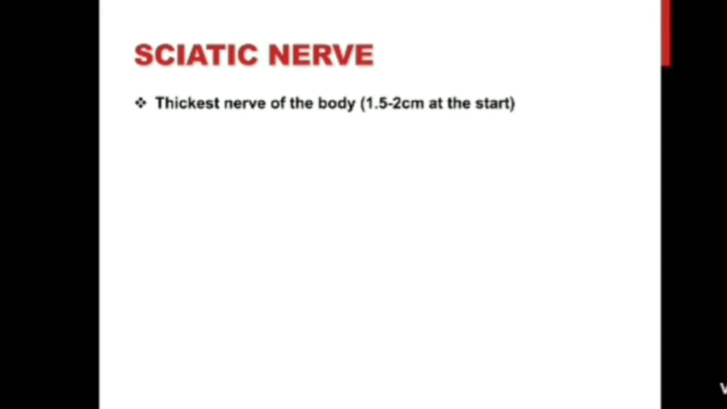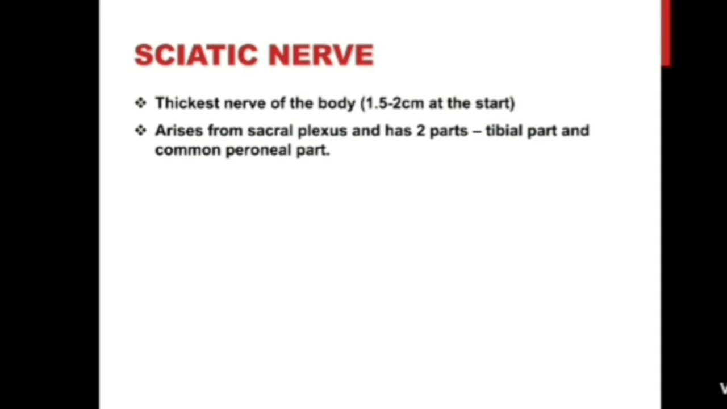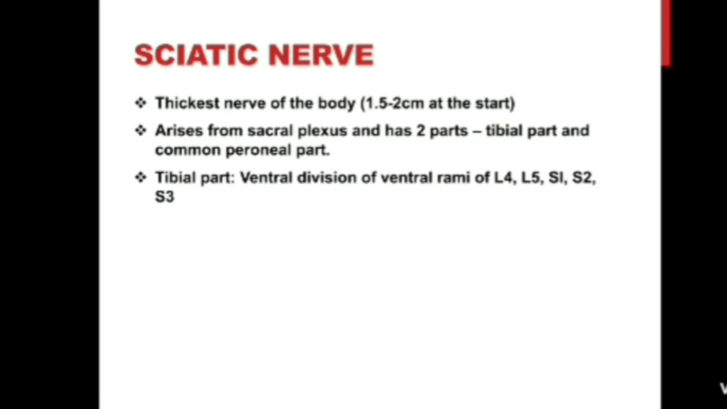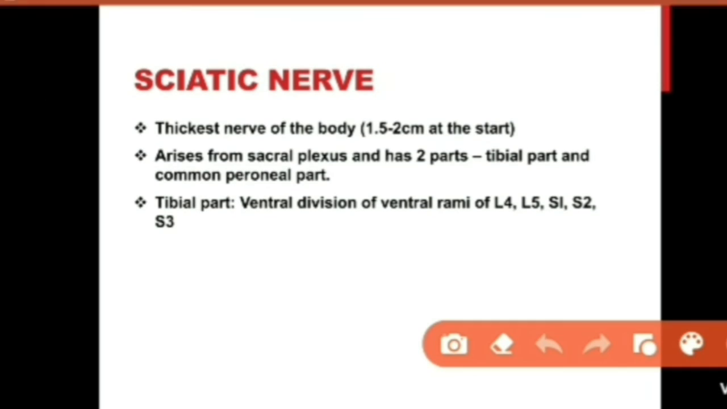And it happens to have two parts, which is the tibial part and the common peroneal part. So the tibial part we've come across with hamstring muscles, whereas the common peroneal part we saw supplied the short head of the biceps femoris. So the tibial part, here is something interesting. The tibial part is VV, very, very important, right? Ventral division of ventral rami, because the hamstring muscles are very, very important.